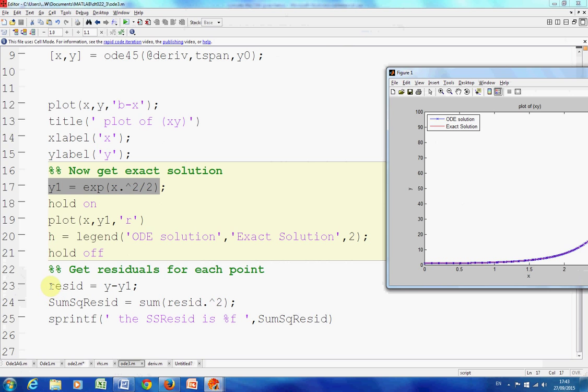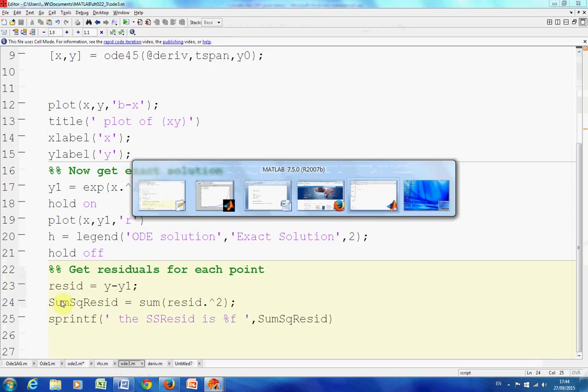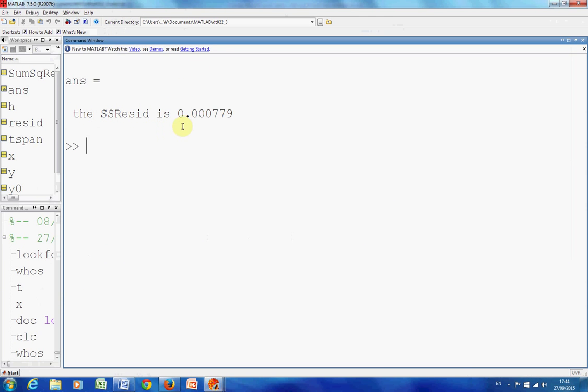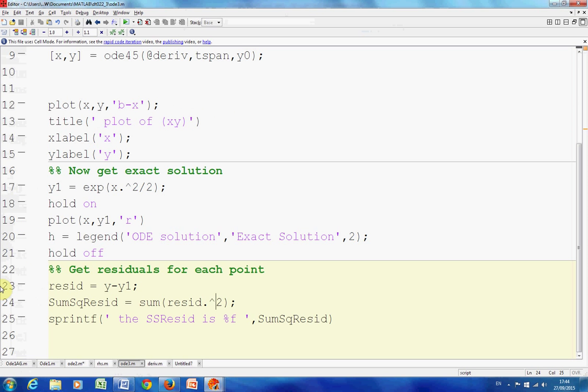And what I did then was I wanted to get the residual. The residual is the observed minus the expected. The observed is there on line 9, so that's the numerical approximation. Y1 is the expected, the theoretical answer. So if there were 300 points, I've got 300 residuals. Again, a little difficult here with the dot power, but I squared each individual residual and then I summed them, and on line 25 I output, in the command window, this SS resid, the sum squared residual, which is 0.30779.